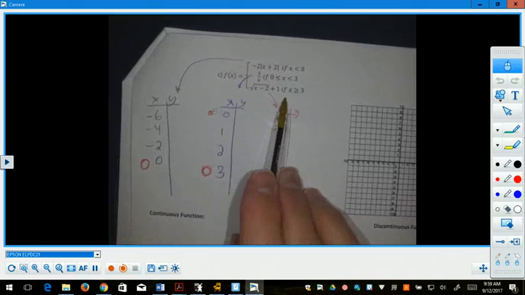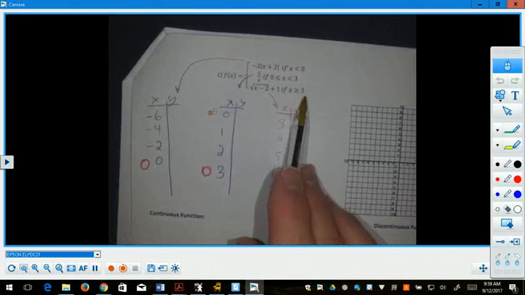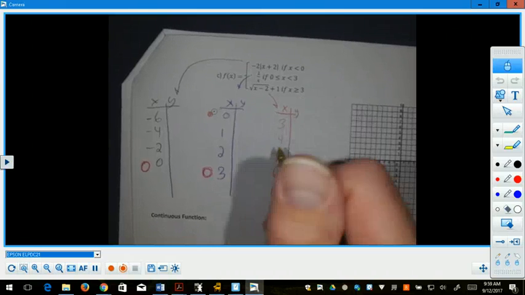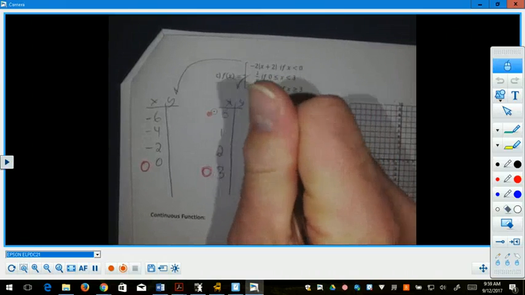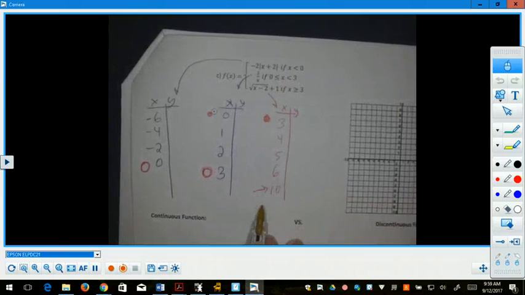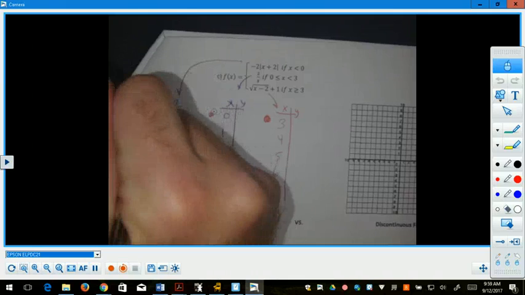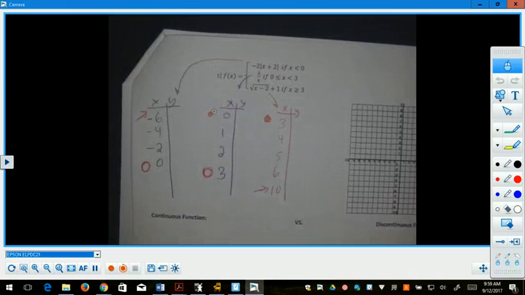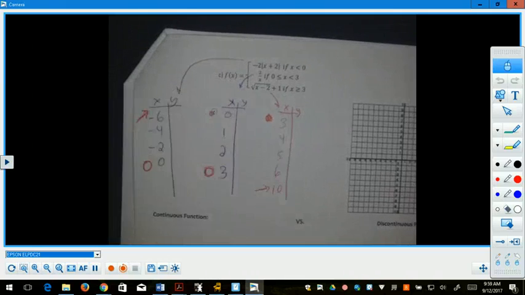And then for our next piece, it says x is greater than or equal to 3. So because of the greater than or equal to, I should have a closed circle there. And this one's going to have an arrow because it doesn't have an upper bound. This one should have an arrow because it doesn't have a lower bound. So I'm making sure that when I plot this, I have arrows where I should, open circles and closed circles where I should. Even before I start my table, I can do that.